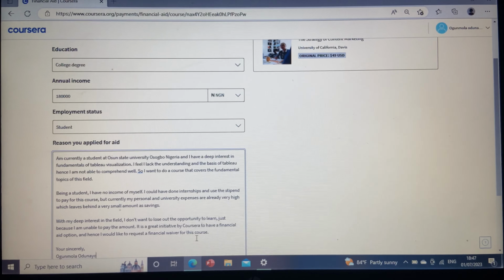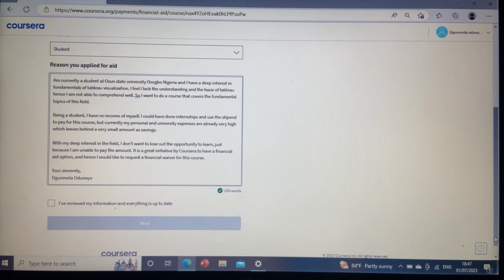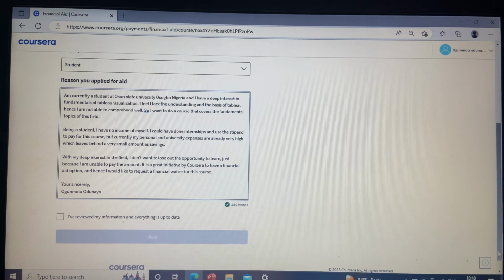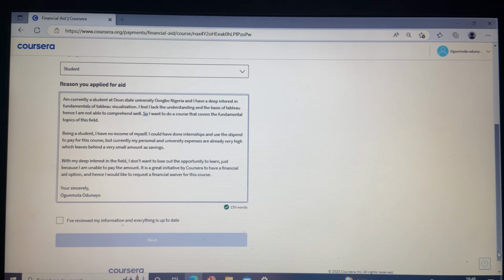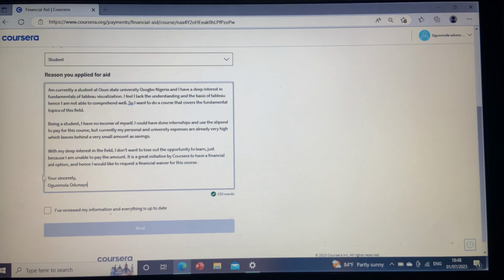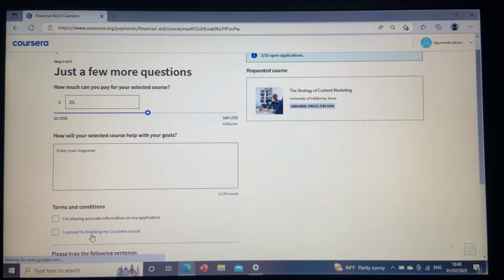And then sincerely, and you make sure you write up to 150 words. If I write something that is not up to 150 words, it will give me a word signal that it must reach 150 words. And then I have reviewed my information, and you click on next.